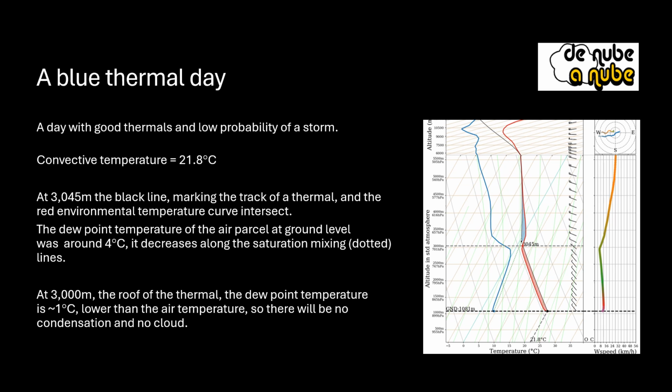The dew point temperature of the air parcel at ground level was around 4 degrees centigrade. As the air parcel rose, it didn't mix with another air mass, so the dew point temperature will have decreased according to the saturation mixing ratio lines. Specifically, at 3,000 meters, the roof of the thermal, the dew point temperature is still around 5 degrees lower than the environmental air temperature, so there'll be no condensation and no cloud will be formed.